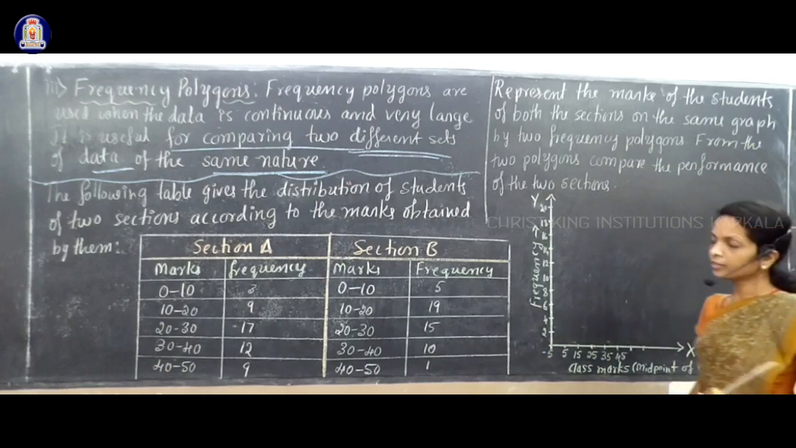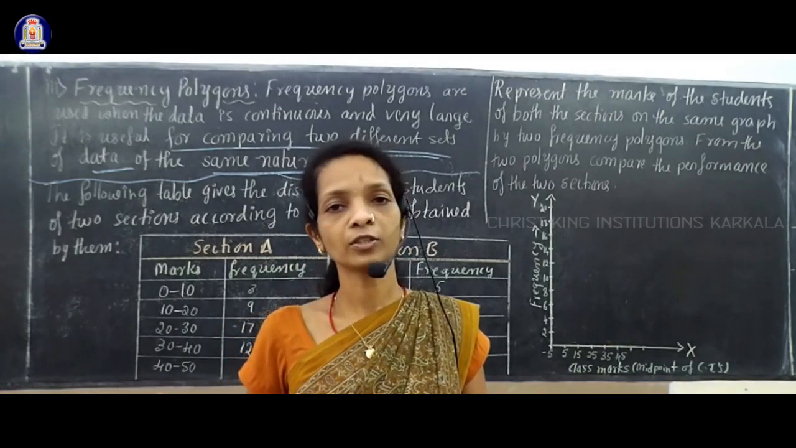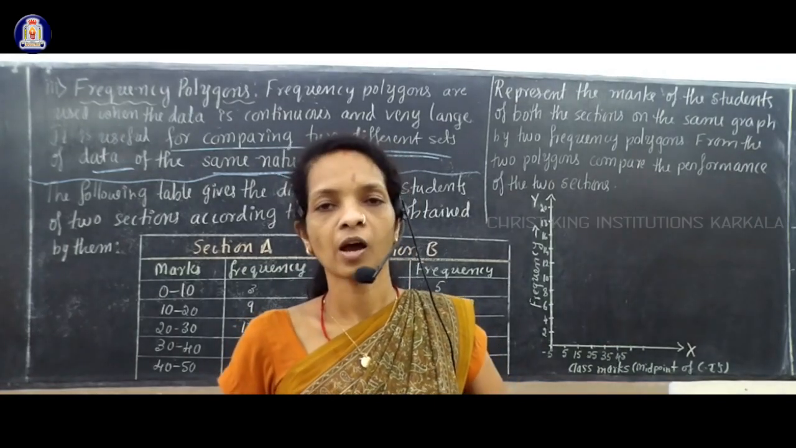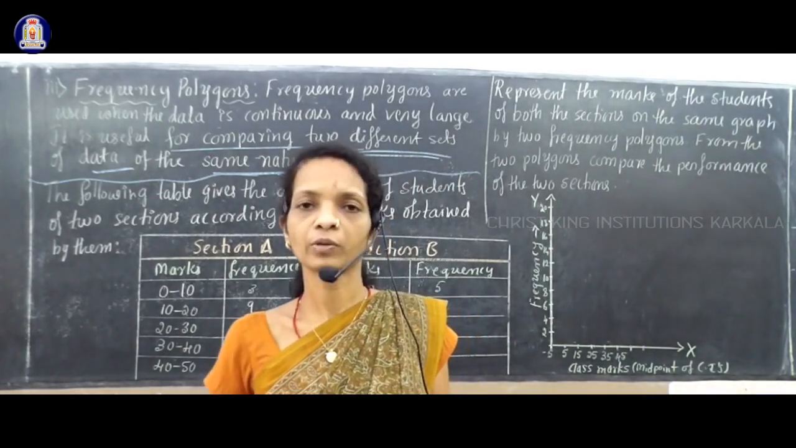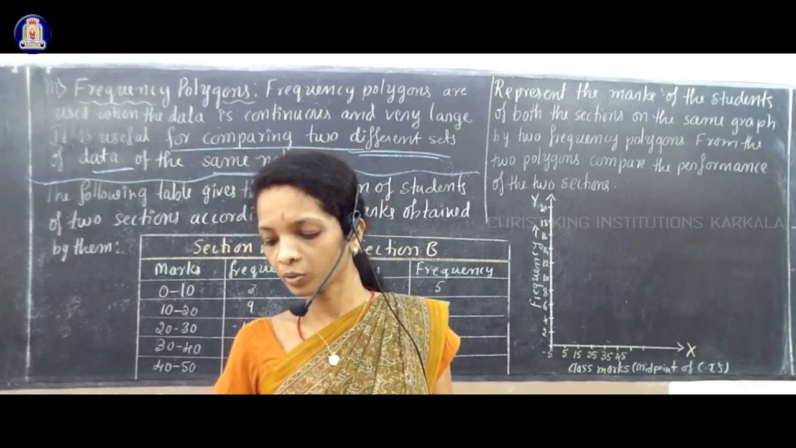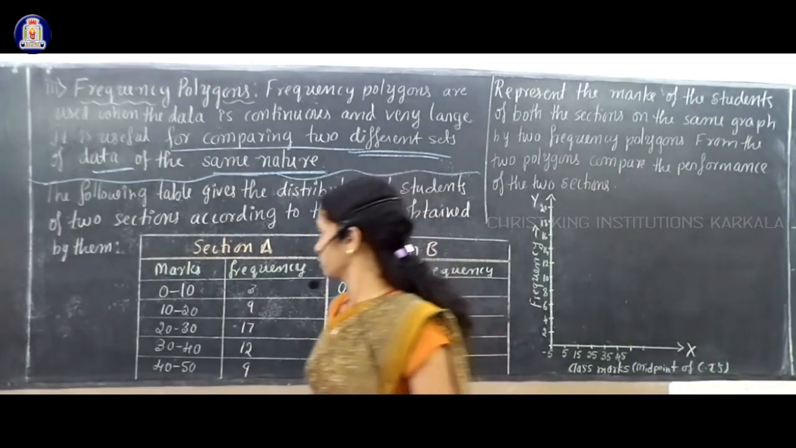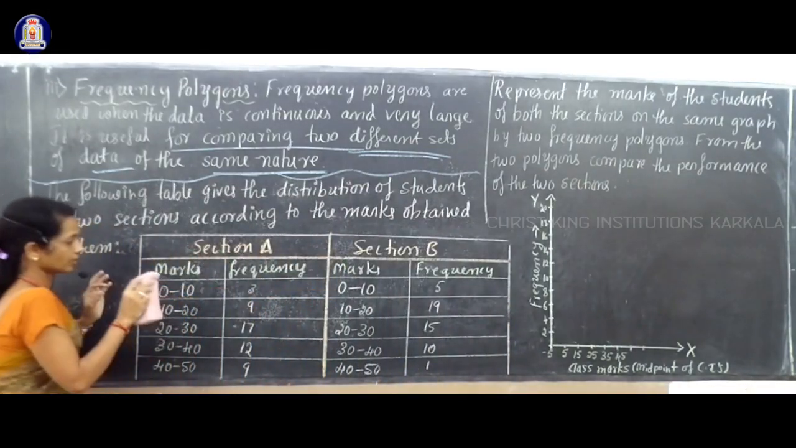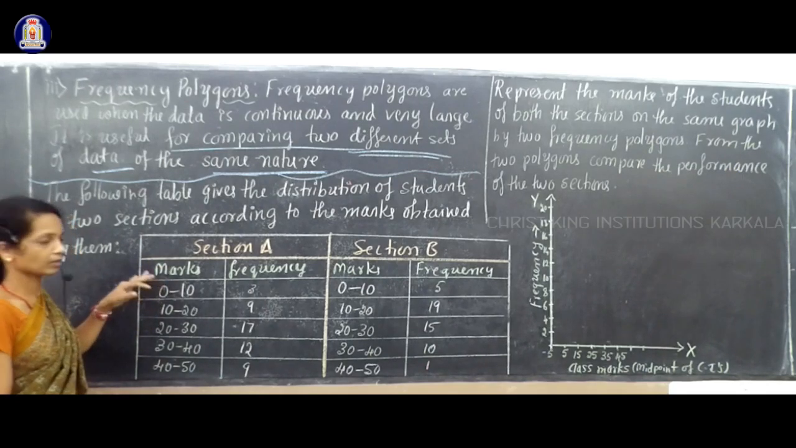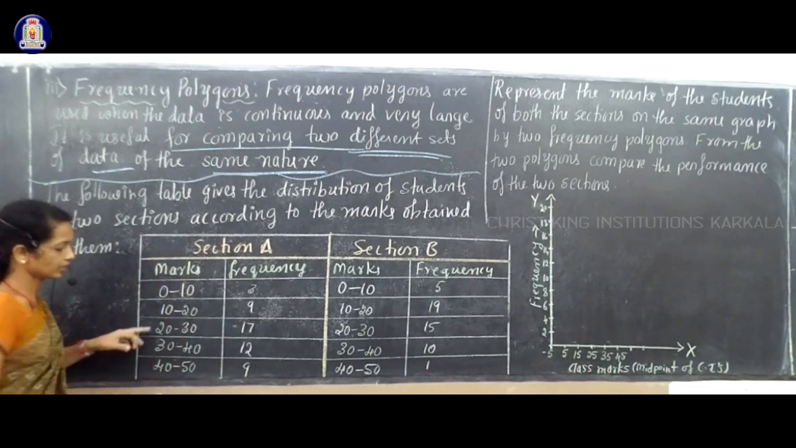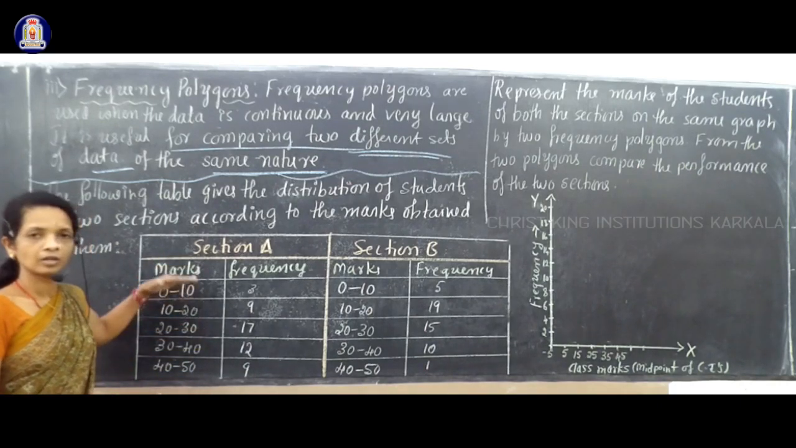So here you are given two different sections of data. For this you are asked to draw frequency polygons. How to draw frequency polygons for these data? First you have to calculate the midpoint of each class interval. In the answer part you have to make a table like this, but with the marks, which are given in class interval form: 0 to 10, 10 to 20, 20 to 30, 30 to 40, 40 to 50. You have to find the class mark.